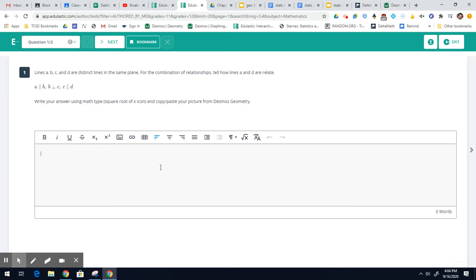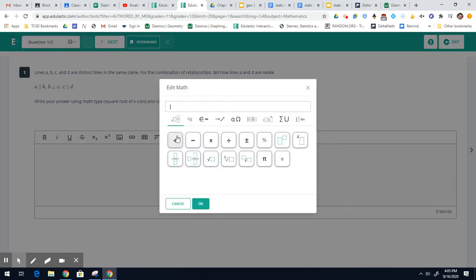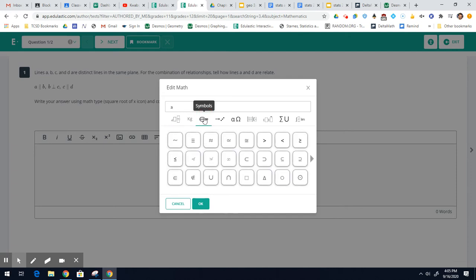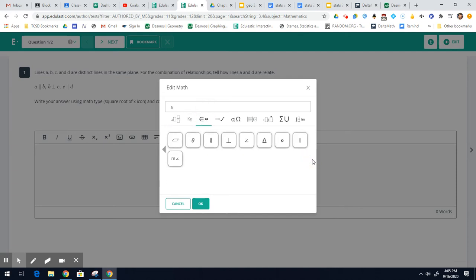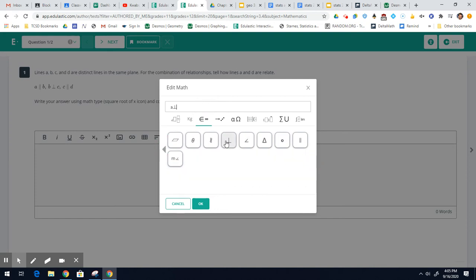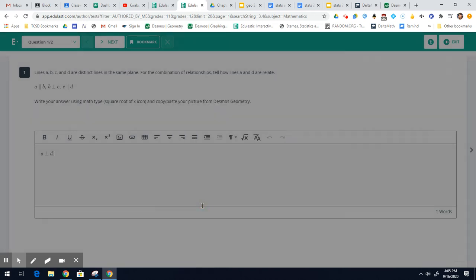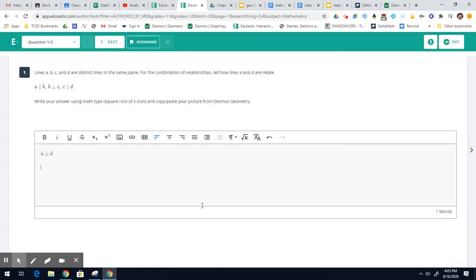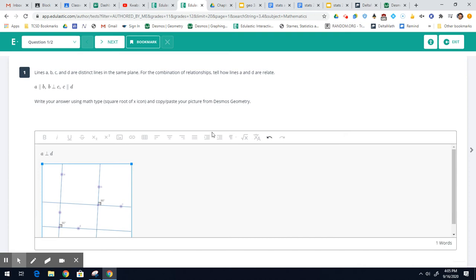So let me show you the MathType. See this square root of x button? Pay very close attention, you've got to go there. You're going to click A, and then underneath this symbol, if you click symbols and then arrow to the right, upside-down T. Let's do it again. When you start open, it's going to show you this. The third choice is symbols, and then you're going to have to arrow to the right: perpendicular, D. So that's their relationship, and then below that I'll paste the picture, and you're good to go.